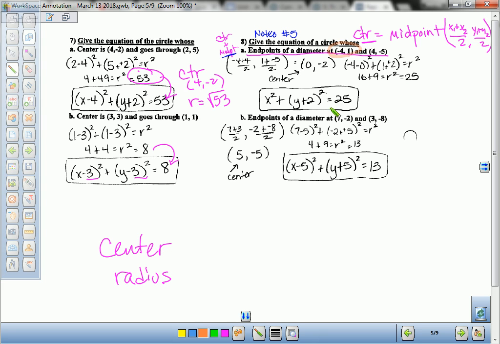So we got r squared is 25. What is the length of the radius if this equals 25? 5. Very good. So on this one, same thing. We had to find the center first. It's the midpoint. Plug it in.